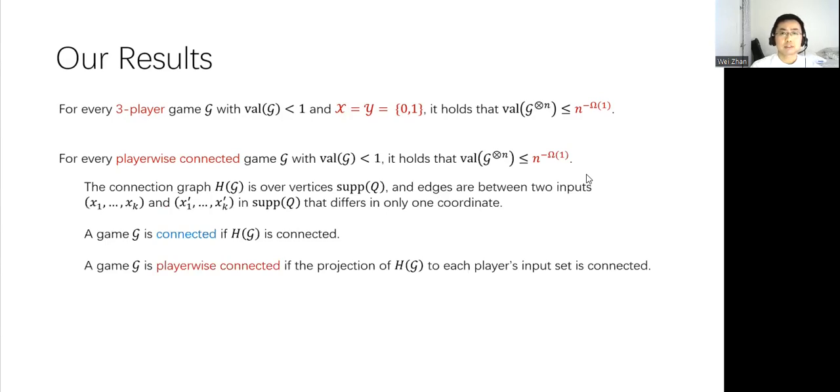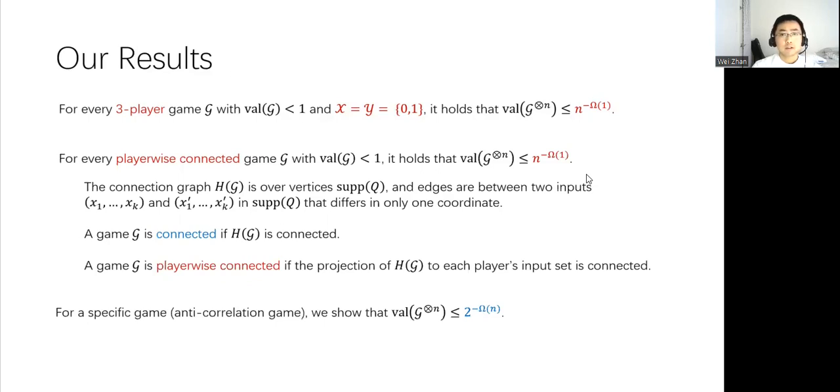Now, what are player-wise connected games and connected games? Well, given any game, we can define its connection graph to be a graph over all possible inputs, where if two inputs differ in only one coordinate, or differ for only one player, then there's an edge between them. A game is connected if its connection graph is connected. And a game is player-wise connected if the projection of the connection graph to each player's input set is connected. We shall see an example very soon.